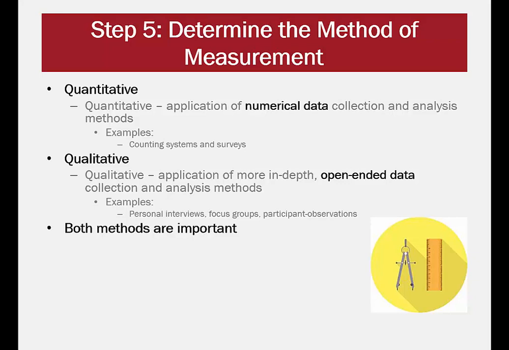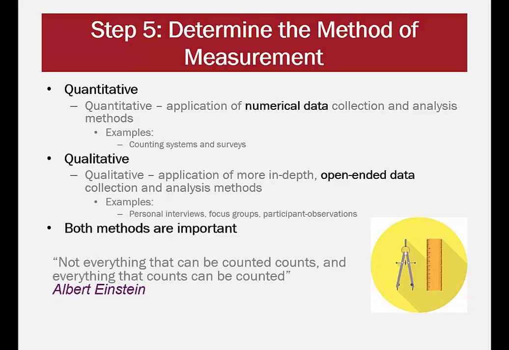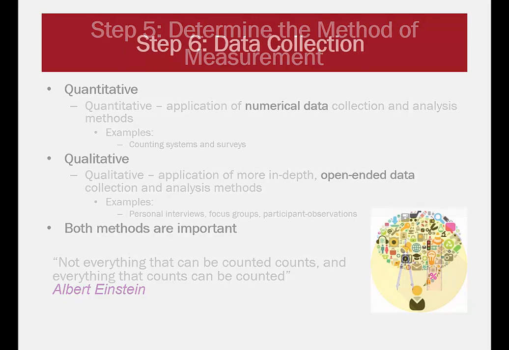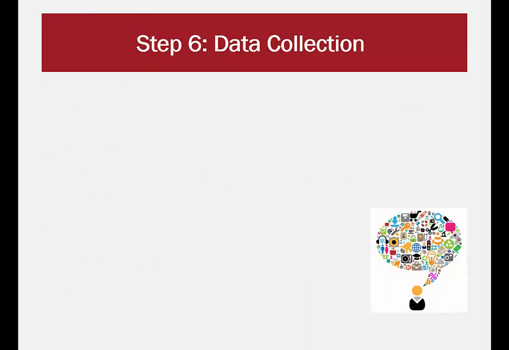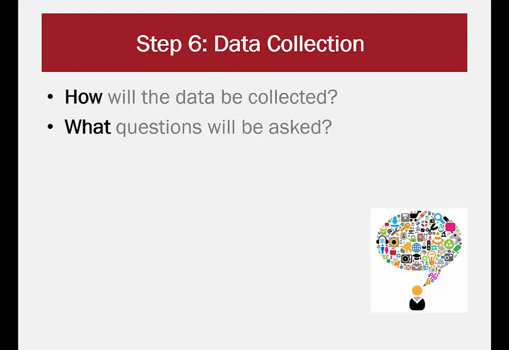As the great Albert Einstein once said, "Not everything that can be counted counts, and not everything that counts can be counted." Take a minute to think about the quantitative and qualitative data collection and analysis methods you may use. Step 6. Data collection. Now that you have determined the types of measurement methods you will use, it is time for data collection. In this step, how the data will be collected, what questions will be asked, and who will ask them will be addressed. Take a minute to describe what this looks like for your initiative.